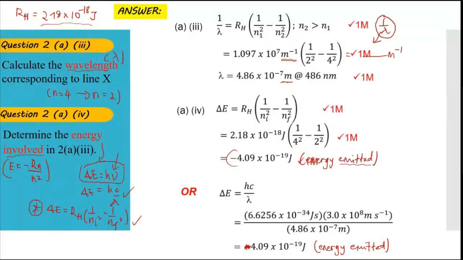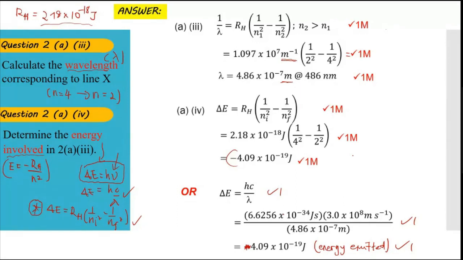So these are the marks. One each, from equation, substitution, answer with unit. This one also equation, substitution, answer with unit. If here all, means this one also one each. If you use this method, also one each. So you have an alternative formula to use.